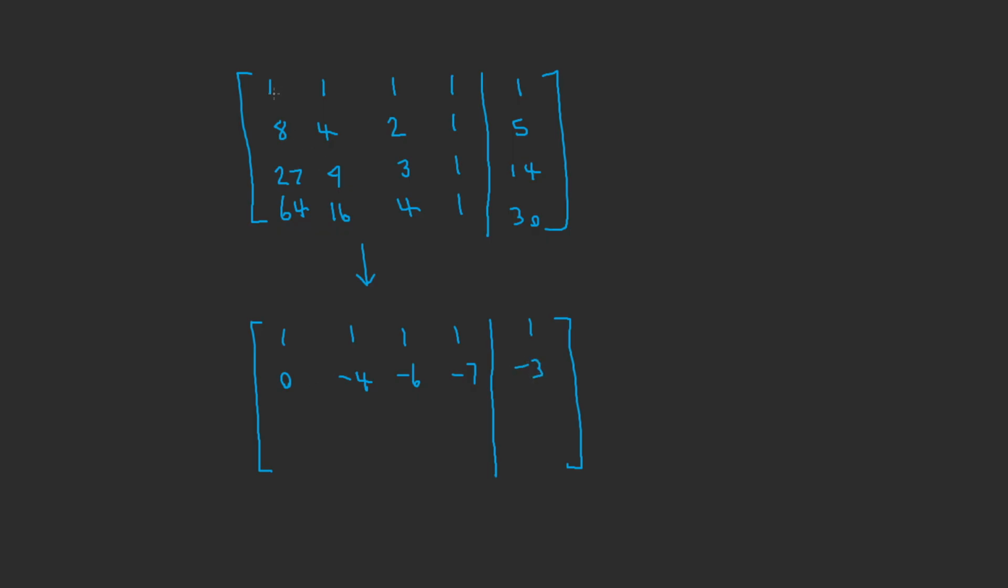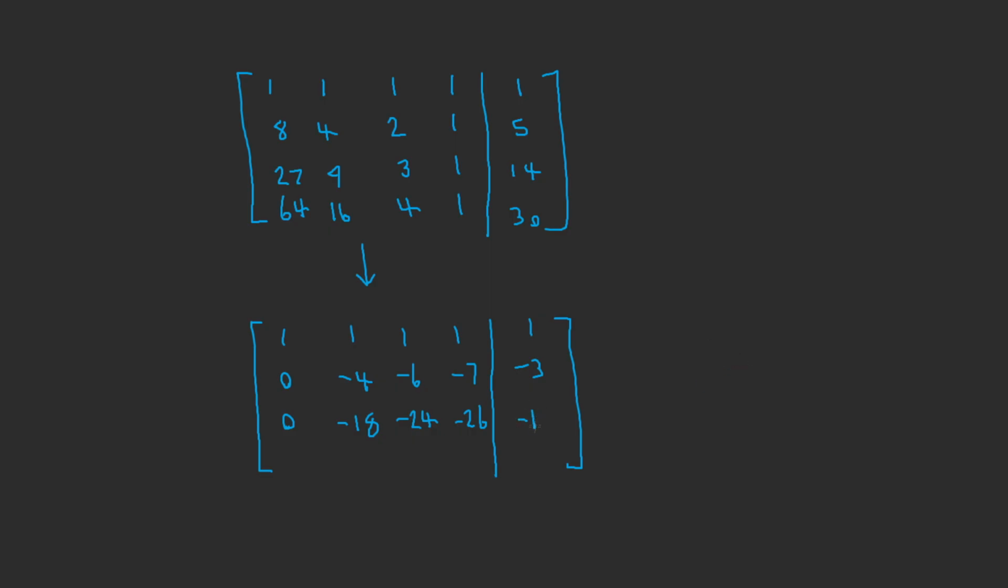Now I'm going to subtract 27 copies of row 1 from row 3. This is going to become a 0. 9 minus 27 is going to be negative 18, right? And then I'm going to subtract 27. That's going to be negative 24. And then 1 minus 27 is negative 26. And then 14 minus 27 is negative 13.